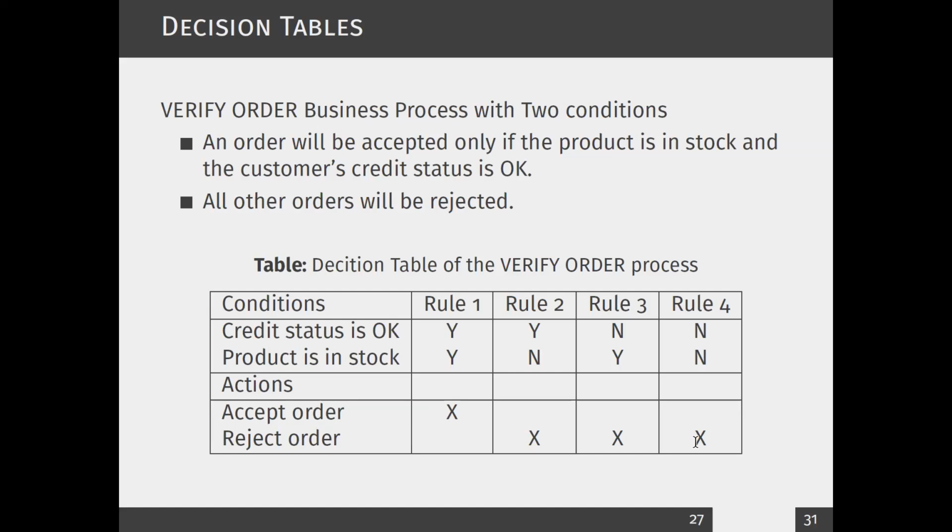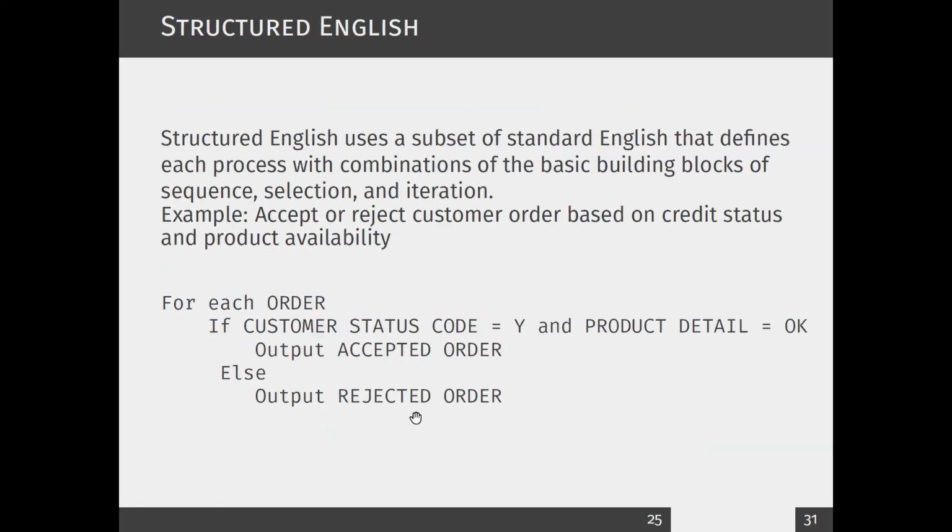So let's compare again. Now here, we are going to have it like a structured English. That means for repetition and selection, we have some standard statements. For repetition, we have a for loop, and for selection, we have an if, and so on. When the customer status is yes and the product is in stock, then we are going to accept the order. Otherwise, we are going to reject the order.